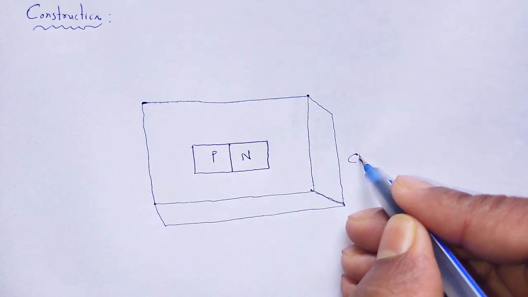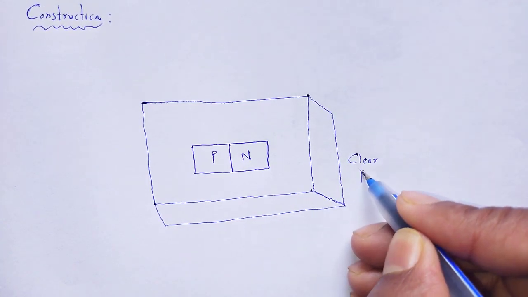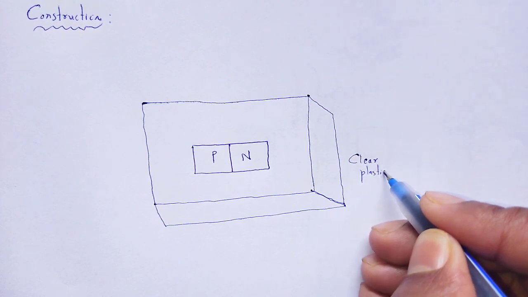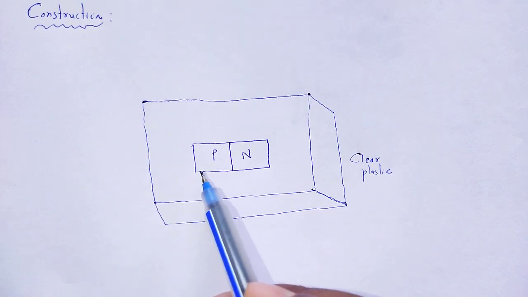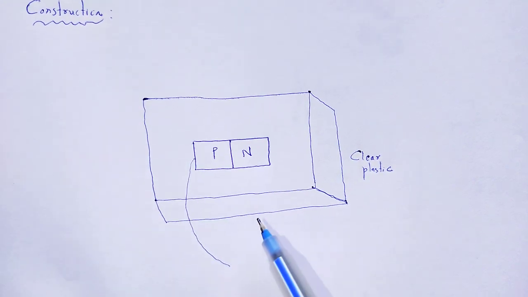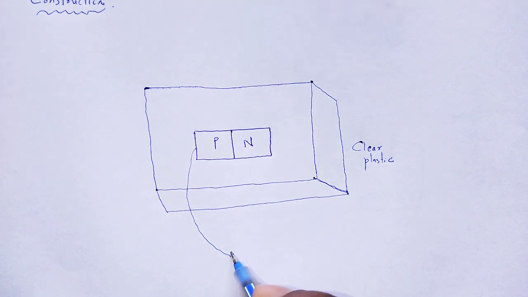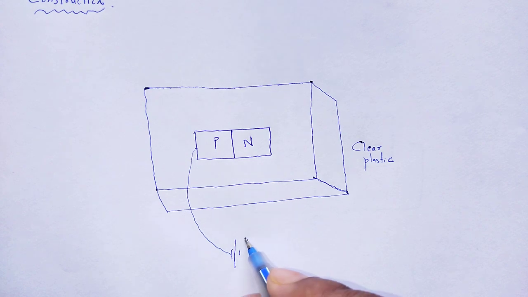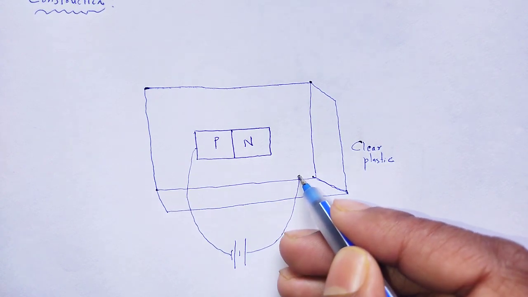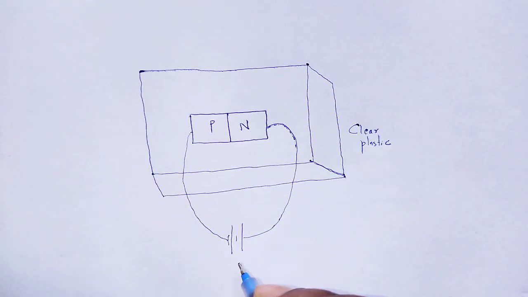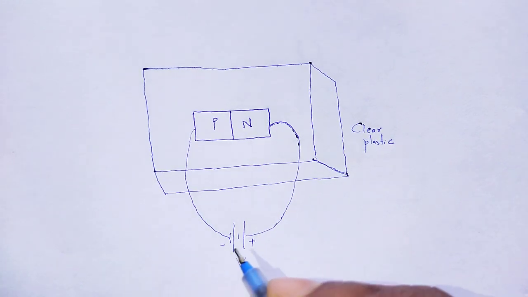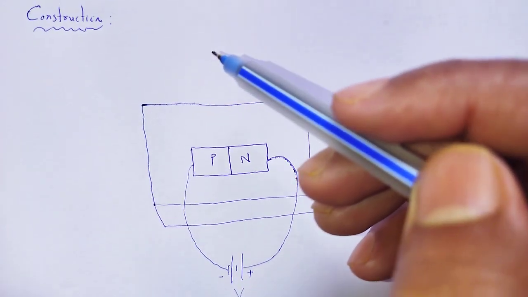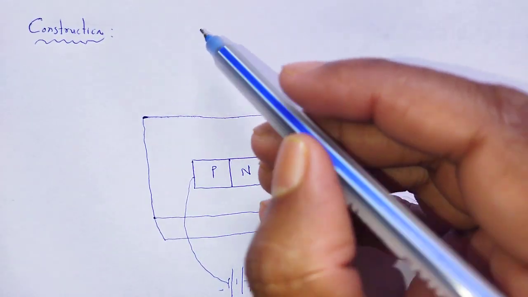That is a clear plastic in which the p-n junction is embedded, and that p-n junction is reverse biased: p type is connected to the negative terminal and n type is connected to the positive terminal.